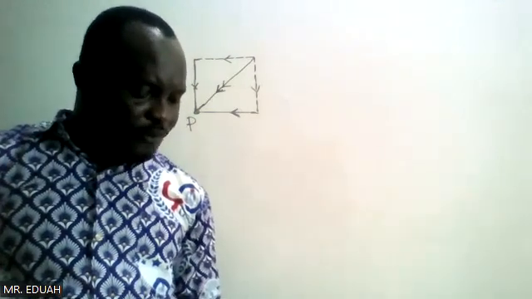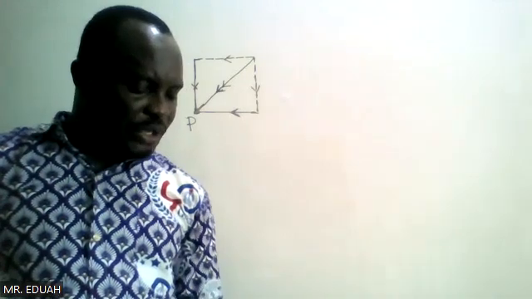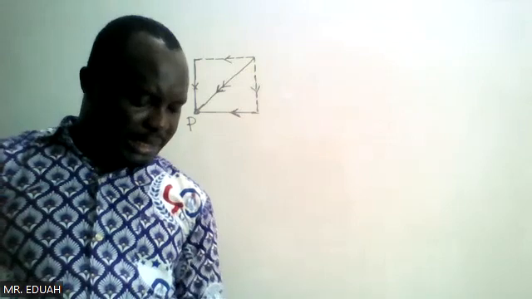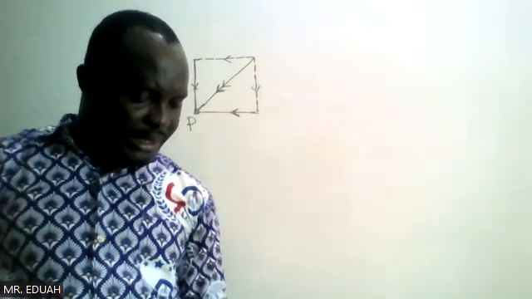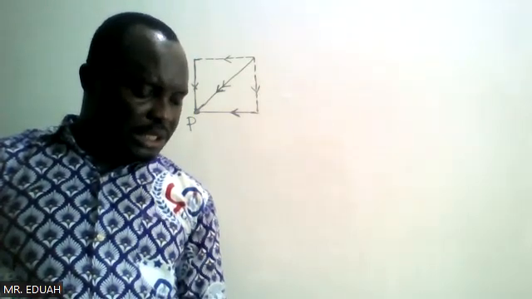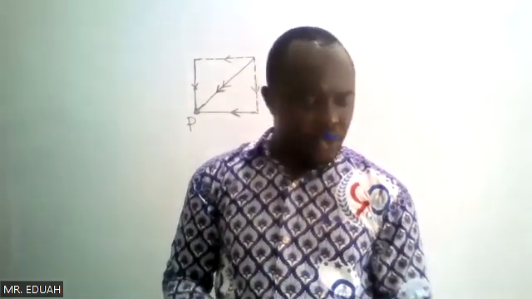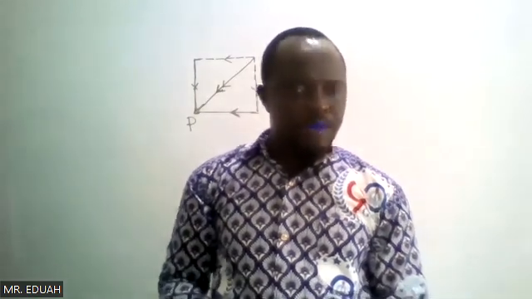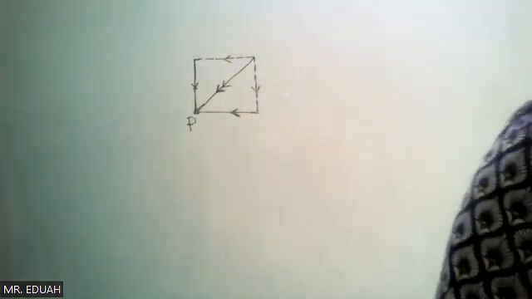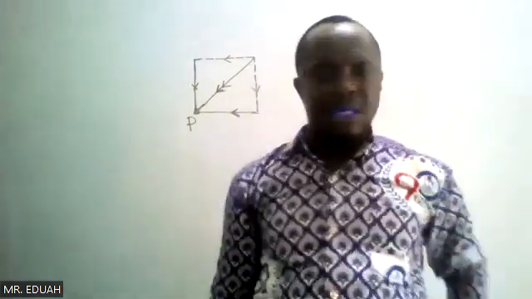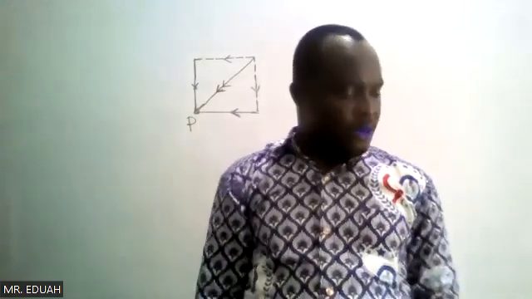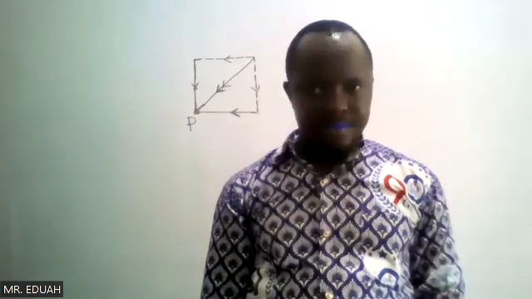As the angle between two concurrent forces of magnitude 5 newtons and 7 newtons increases from 0 to 180, the magnitude of their resultant changes from, is it 1, 2, 3? If you are ready, share your opinion with us. What is your answer? 12 newtons to 2 newtons.